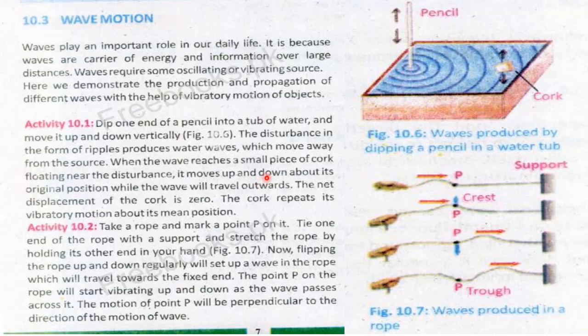The two activities are given here in your textbook page number 7. These two activities show that the wave requires medium for their propagation and production. In the first activity, look at this figure 10.6. The wave produced by a dipping pencil in a water tub. How is a wave produced by dipping the pencil? So we will discuss it.